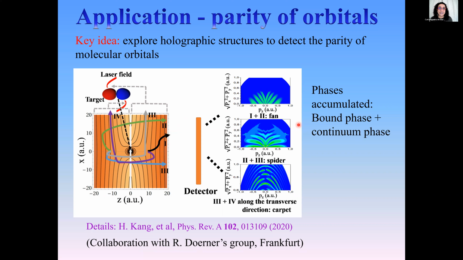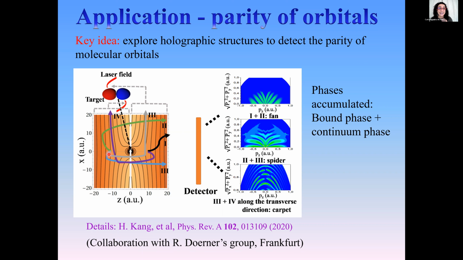They lead to the spider. Here you have orbit 1 and 2. 1 goes directly to the detector, 2 leaves from the other side. So you have a difference in the path that is going to pick up some phases depending on whether your target is even or odd.